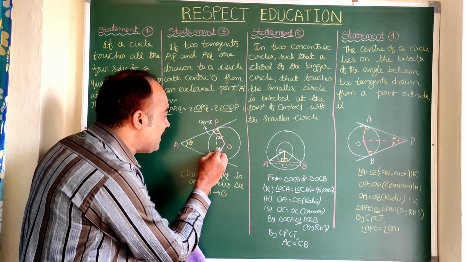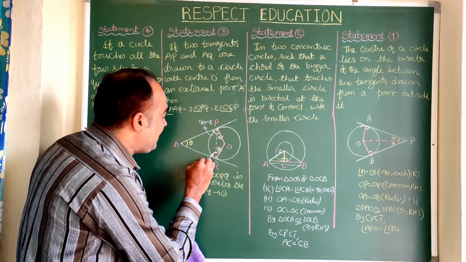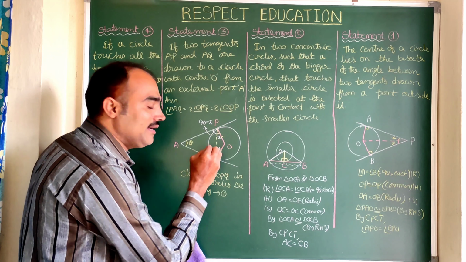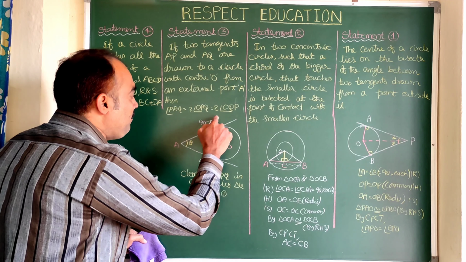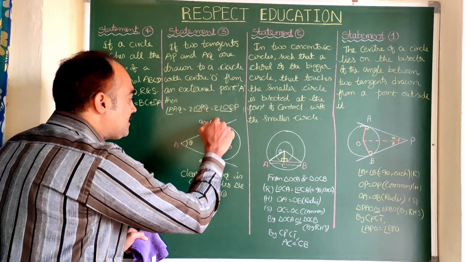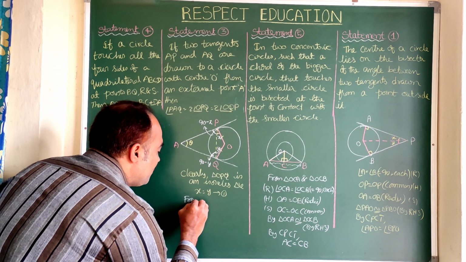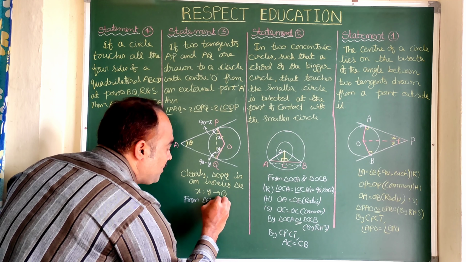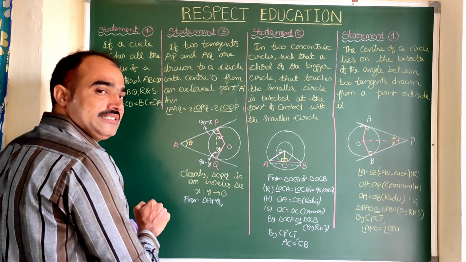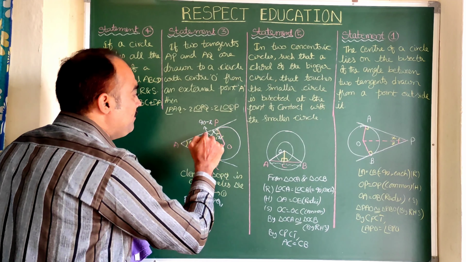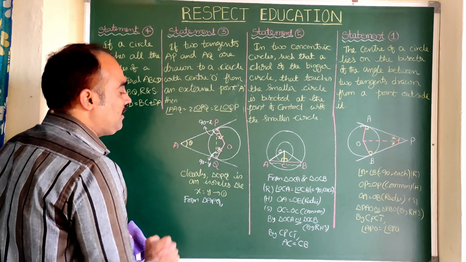Then this remaining angle will be 90 minus y. Now consider the triangle APQ. By the angle sum property, from triangle APQ, we can say that angle A, which is theta, plus angle P, which is 90 minus x, plus angle Q, which is 90 minus y, is equal to 180 degrees.